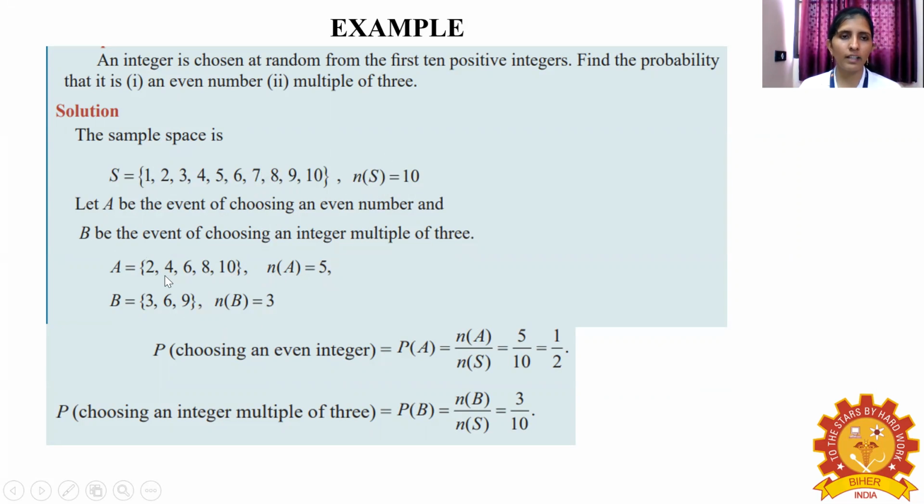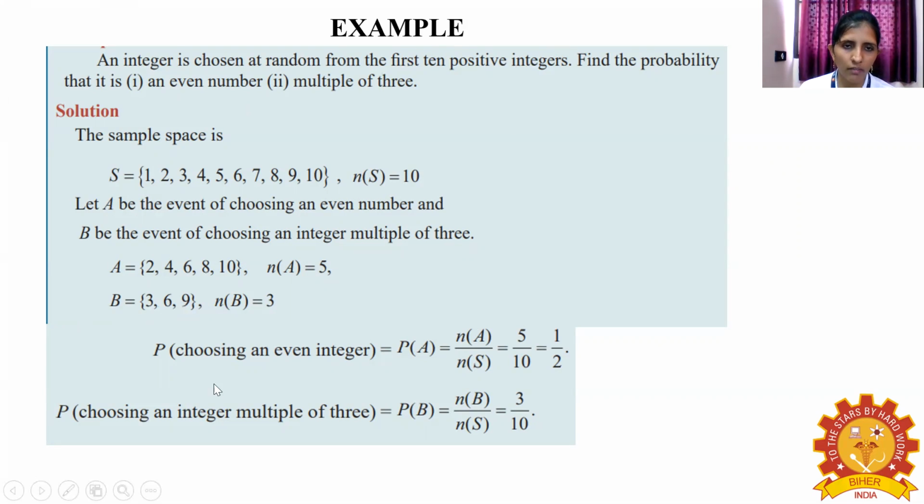For the first event, we have all the even numbers here, so there are totally 5 even numbers. So N of A is equal to 5. For the multiples of 3, we have 3 elements here: 3, 6 and 9. As you can check, 3 ones are 3, 3 twos are 6, 3 threes are 9, and 3 fours become 12. We do not have that number in the sample space, so we have only 3 elements here.